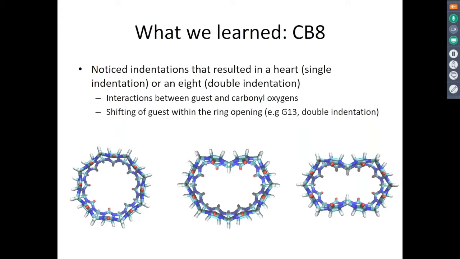We saw the double indentation happening when we had guest 13, the oxaliplatin, and we would see the guest move over to one side of the ring. And then for guest 2 and guest 3, we actually would see the single indentation of the ring here with our guests in the pocket there. We didn't see any evidence of this in any of the crystal structures or anywhere in the literature. So we kind of questioned if this was just some anomaly, if there was something tied to our parameterization.